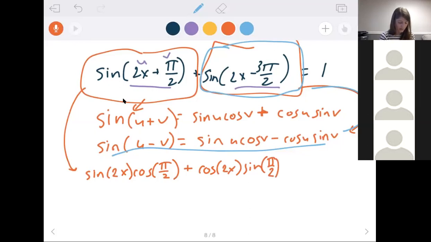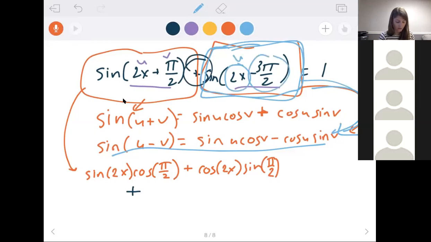Now, just to make things easier, and so I don't have a giant whiteboard where I can keep on going, I'm going to stick the plus right here. And then I'm going to continue in blue for this second part using our minus sign down here. So in this particular part, our u is still 2x, and our v is 3 pi over 2, and we're using our minus formula. So keep in mind, I've got the sum of those two things, and then I'm going to write equals 1 after this.